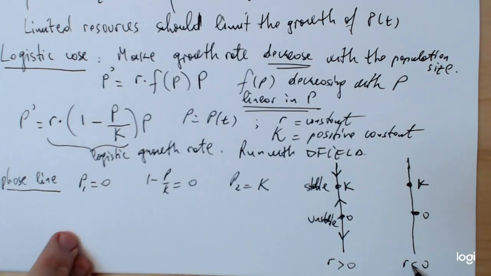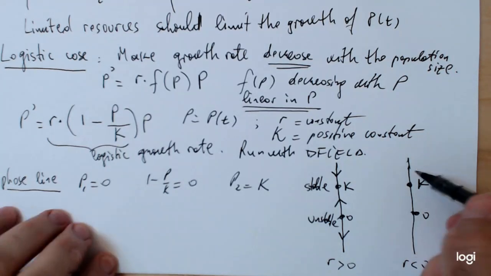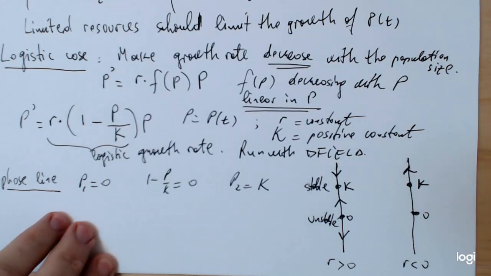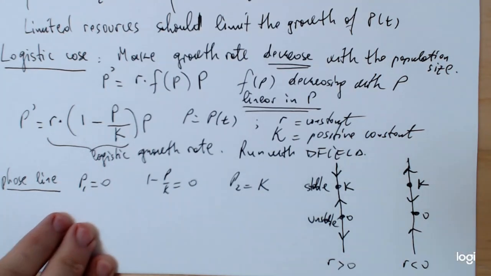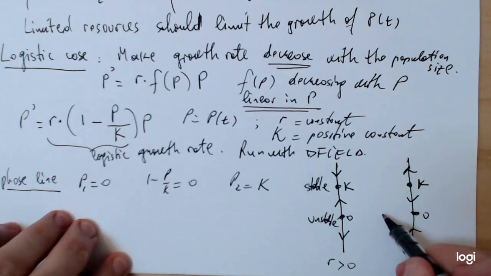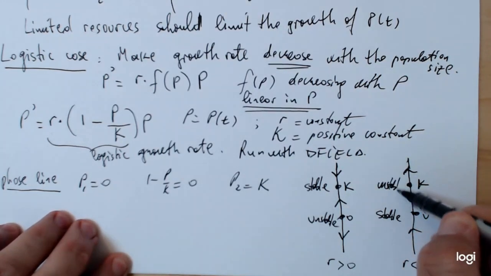Now, if R is less than 0, all the signs will be reversed. So if you start above K, it goes up. If you start between 0 and K, it goes down. If you start below 0, it goes up. So 0 becomes stable, and then K becomes unstable.